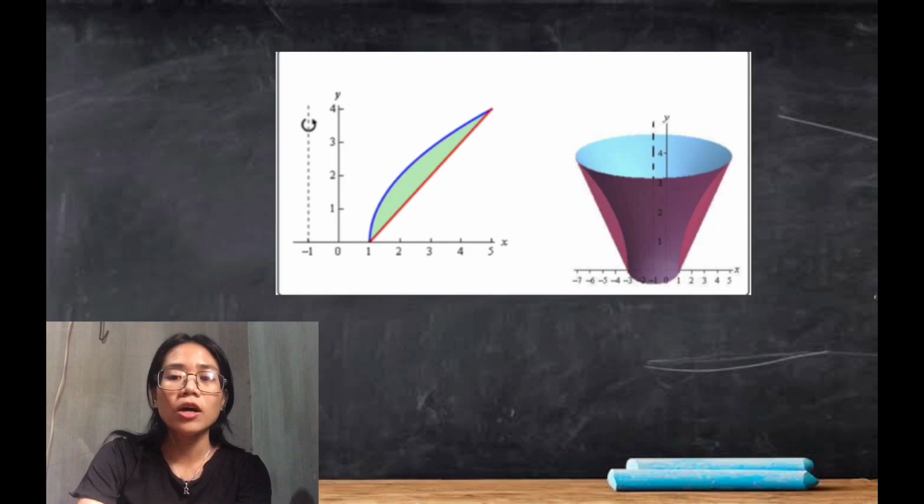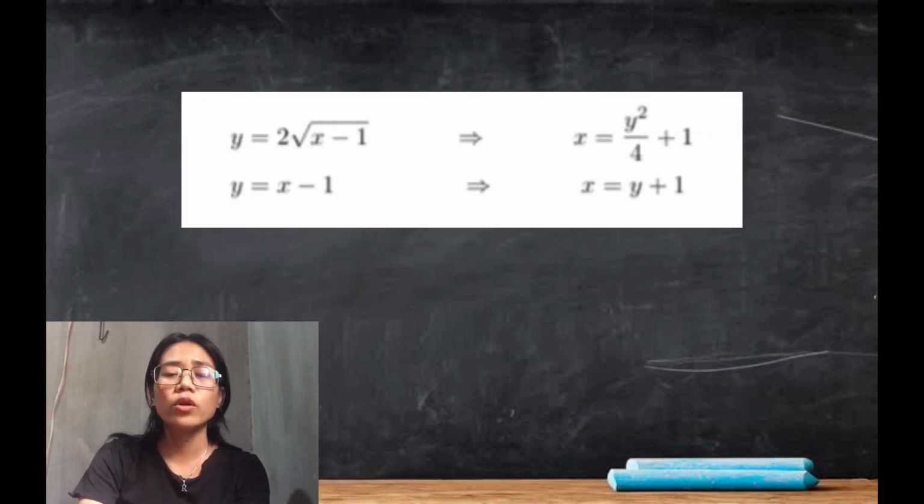Now, let's notice that since we're rotating about a vertical axis, the cross-sectional area will be a function of y. This also means that we are going to have to rewrite the functions to get them in terms of y. y = 2√(x − 1) becomes x = y²/4 + 1. Also, y = x − 1 becomes x = y + 1.